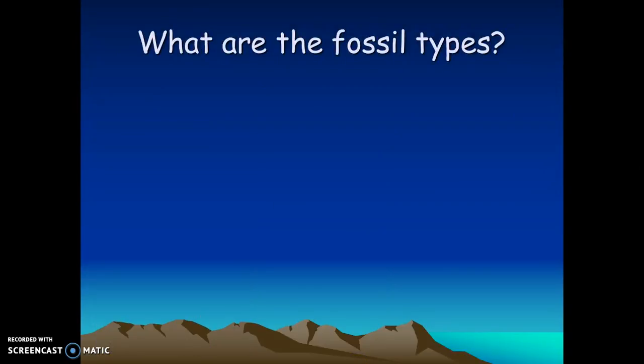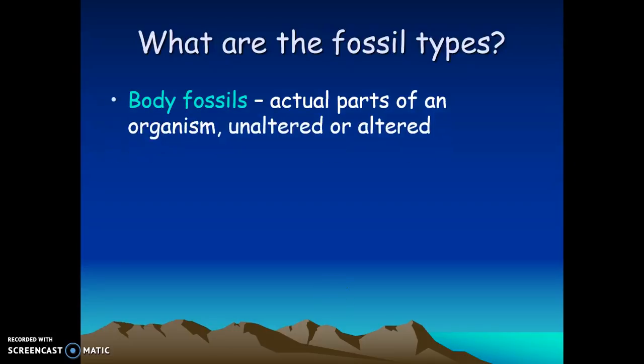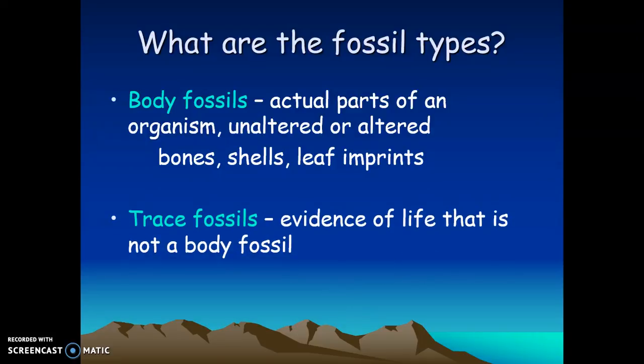What are the fossil types? Body fossils, actual parts of an organism, unaltered or altered. So this could be like the fossil of the dinosaurs that we find every day. Bones, shells, or leaf imprints. Then we have trace fossils, which is evidence of life that is not a body fossil, such as tracks, burrows, or casts. This is when like an animal leaves a footprint in the mud and it develops into the rock.